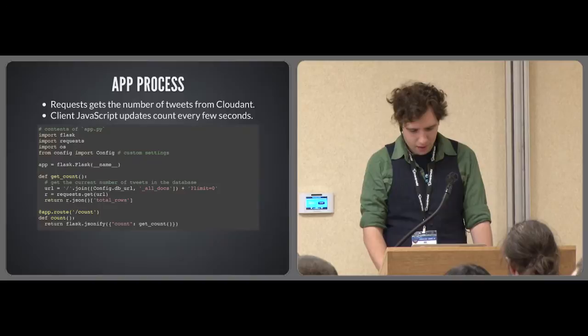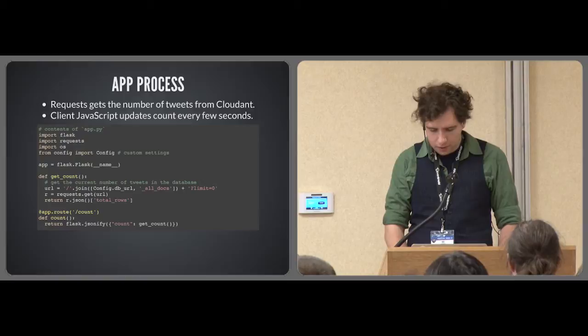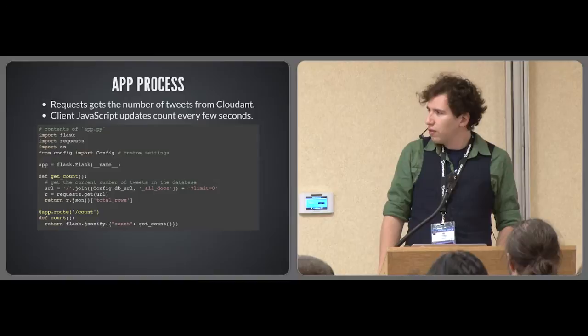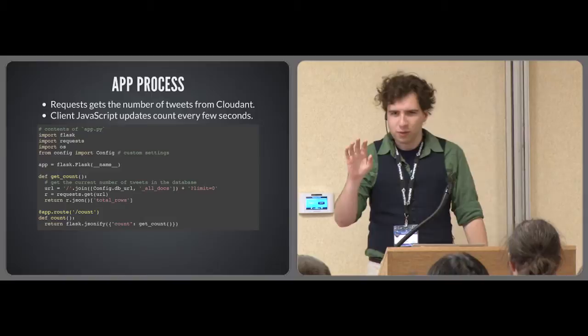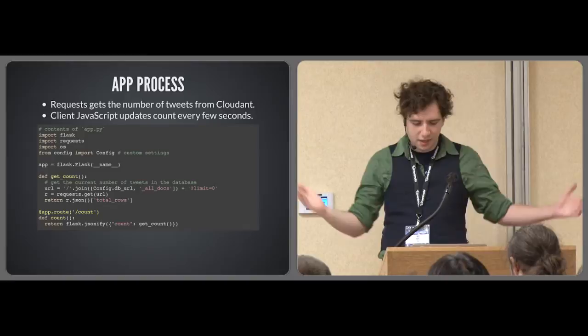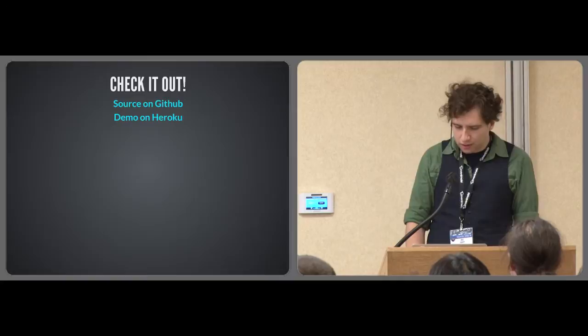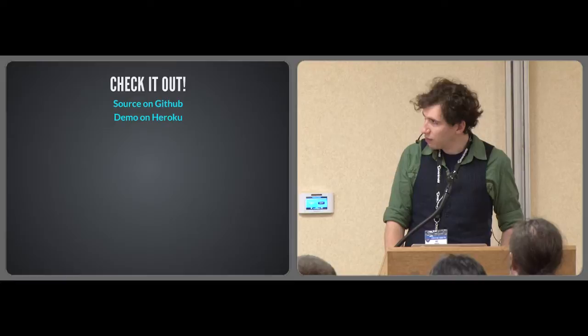Then there's the app process. The app process provides two endpoints. It provides the home page and then just a count of the current number of tweets in the database, so that when you visit that page, you see the current number of tweets in the database. Some client JavaScript on the home page then hits that every few seconds to update that number. That's pretty much the app process. You can check it out. Those links are active if you're following along in the slides.